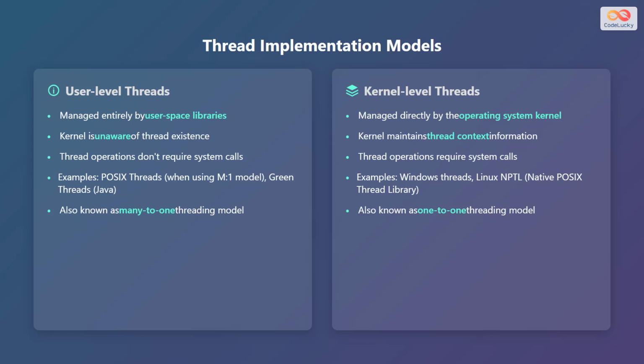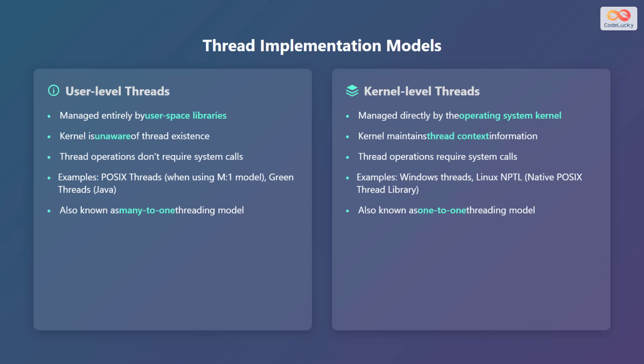Threads can be implemented in different ways. One way is through user-level threads. User-level threads are managed entirely by user space libraries. The kernel is unaware of their existence. Thread operations don't require system calls. Examples include POSIX threads when using many-to-one model and green threads such as in Java. This is also known as many-to-one threading model.